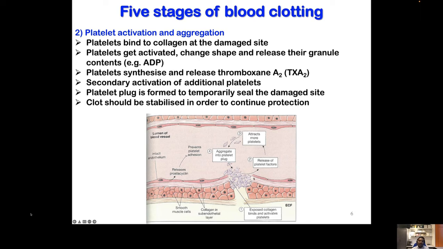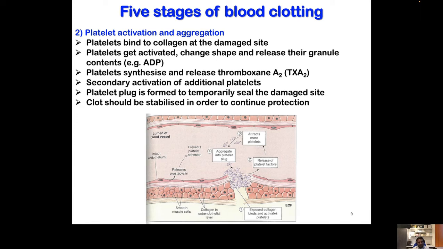So initially, even though there was only a thin layer of activated platelets, now lots of activated platelets accumulate in this area. So they will plug the area or seal the area as quickly as possible. OK, so you need to remember that.